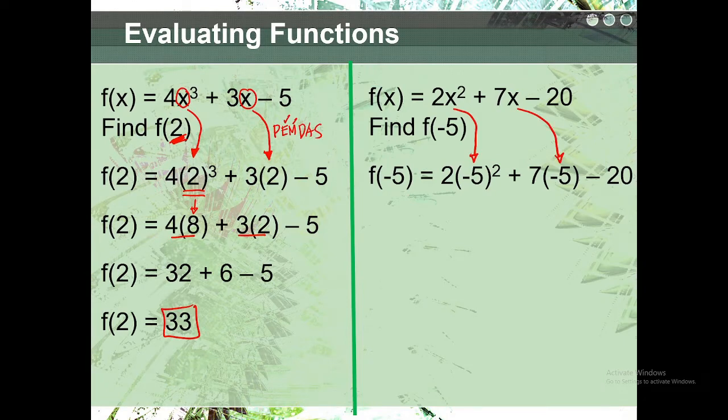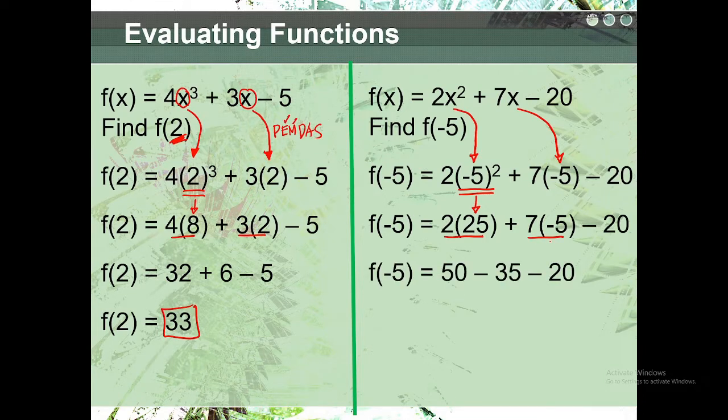And then you follow the PEMDAS rule starting with the exponent. So negative 5 squared is equal to 25. Then you multiply, and you will be getting 50 minus 35 minus 20. Adding and subtracting from left to right, you will be getting negative 5. So the value of our function when x is equal to negative 5 is simply negative 5.